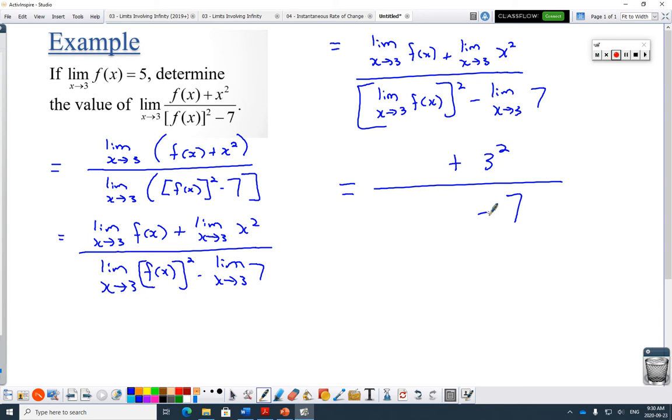Now, top left, limit as x approaches 3 of f at x. I don't have f at x. How am I supposed to know what the limit as x approaches 3 of f at x is?